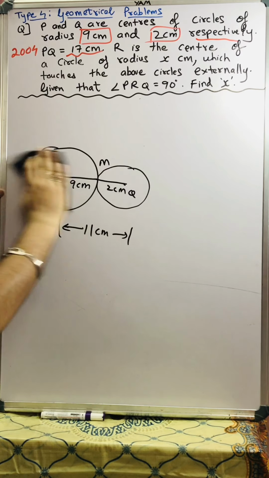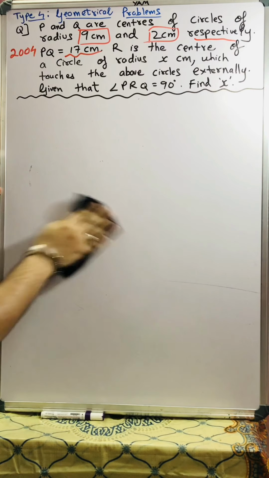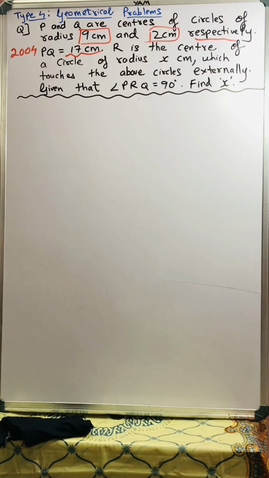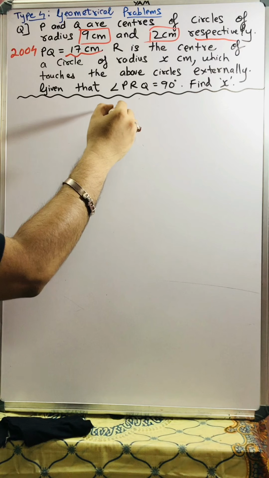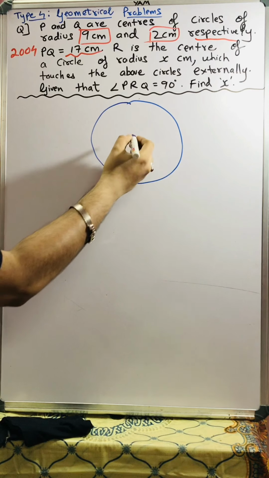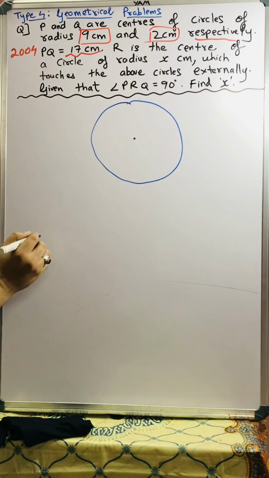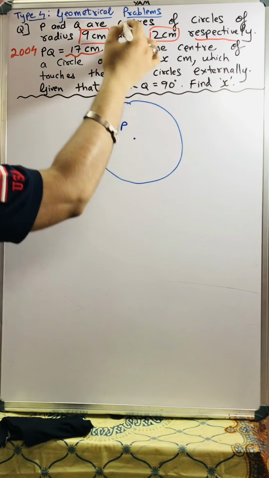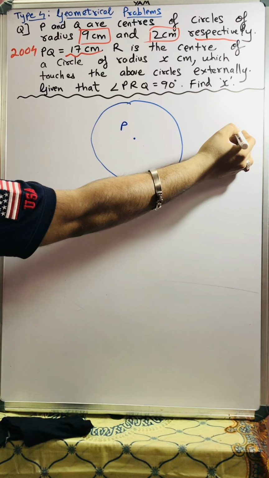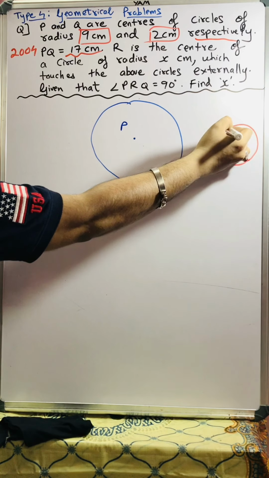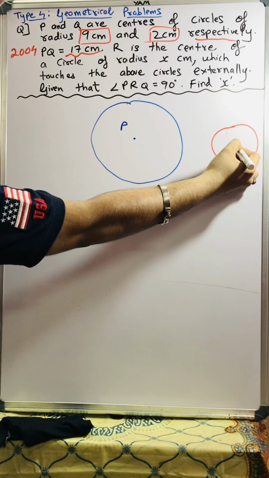Now let's draw the correct diagram. Let us draw the circle with center P and radius 9 cm over here, with blue color. This is my circle with center P. Now with orange color, I am drawing a circle with center Q and radius 2 cm.